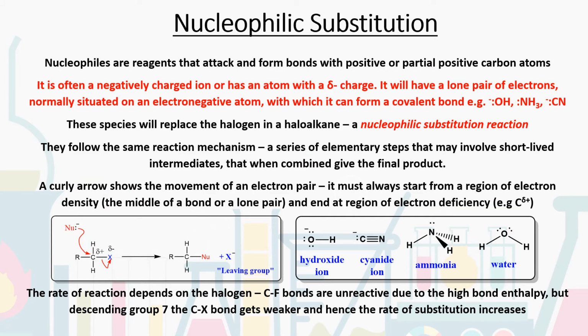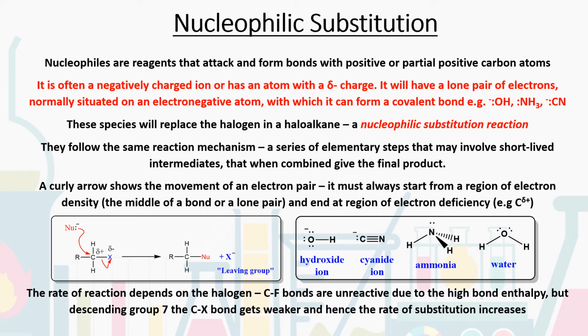Now, we talked earlier about the fact that the carbon-X bond can be attacked by nucleophiles. So nucleophiles, we said, were electron pair donors. They tended to have some region of excess electron density. So it could be a negative charge, it could be a lone pair. And so nucleophiles will attack and form bonds with electrophiles.